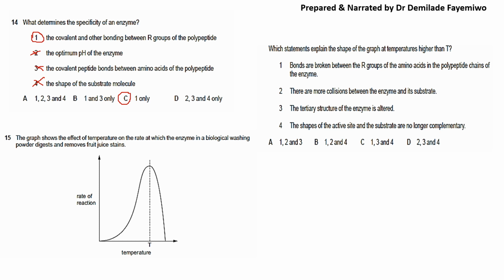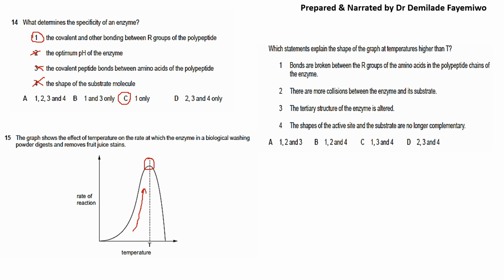Let's look at number 15. The graph shows the effect of temperature on the rate at which the enzyme in a biological washing powder digests and removes fruit juice stains. And you can see that there's temperature, and as temperature increases, so does the rate of reaction of the enzyme, and after a certain temperature the reaction drops. I'm pretty sure you've all learned this.